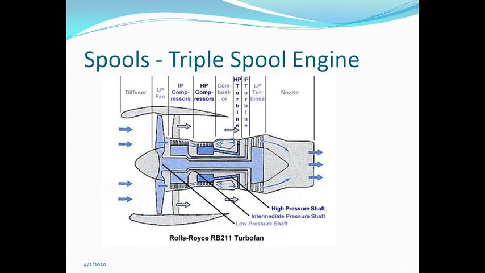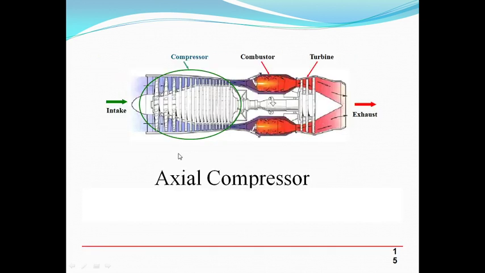Let me continue. So till now we have seen the function of the compressor. Then we have seen the various types of the compressors. And we also spent some time in understanding the spool systems: single spool, two spool, and triple spool engines, and correspondingly triple spool compressors. Now let's spend some more time on the axial compressors. Today's session I will concentrate more on the axial compressors. In tomorrow's session we will go ahead with the centrifugal compressors.